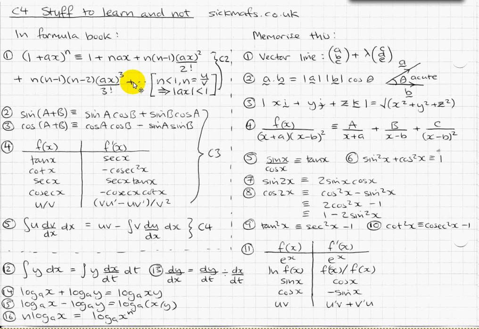Of course, the expansion goes on and on indefinitely. And hopefully you know 3 factorial means 3 times 2 times 1. This expansion is valid if n is less than 1, which it usually is in C4, or a fraction. Therefore, the modulus of ax has to be less than 1. This is what you get for C4 kind of questions.